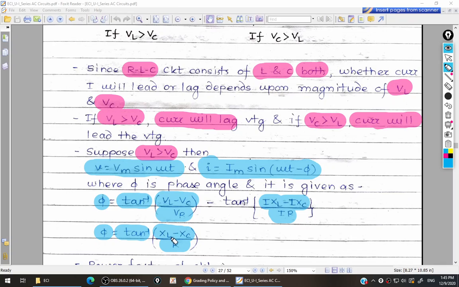And this phase difference will be decided by XL and XC, and XL and XC are decided by the values of L and C. So if your inductor and capacitor values are changing, what happens? Your phi value is ultimately going to change. So this is regarding phase difference for an RLC circuit.